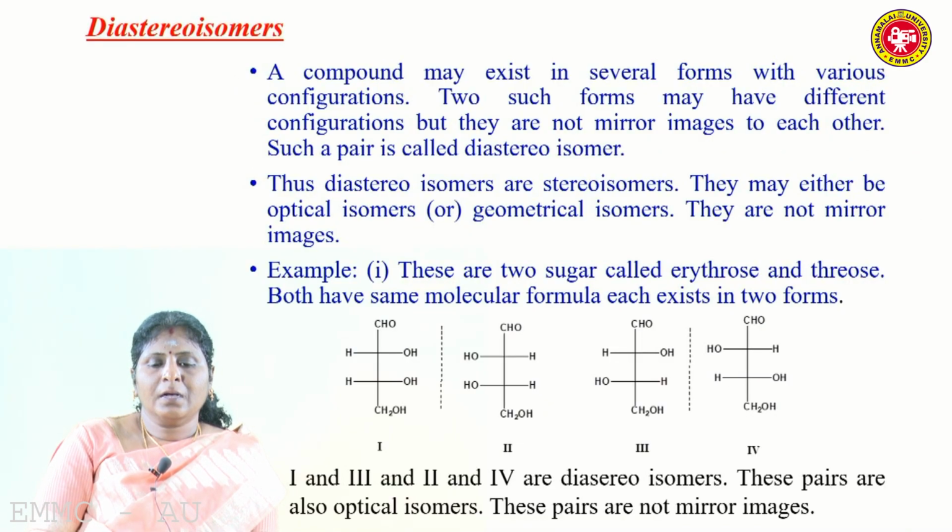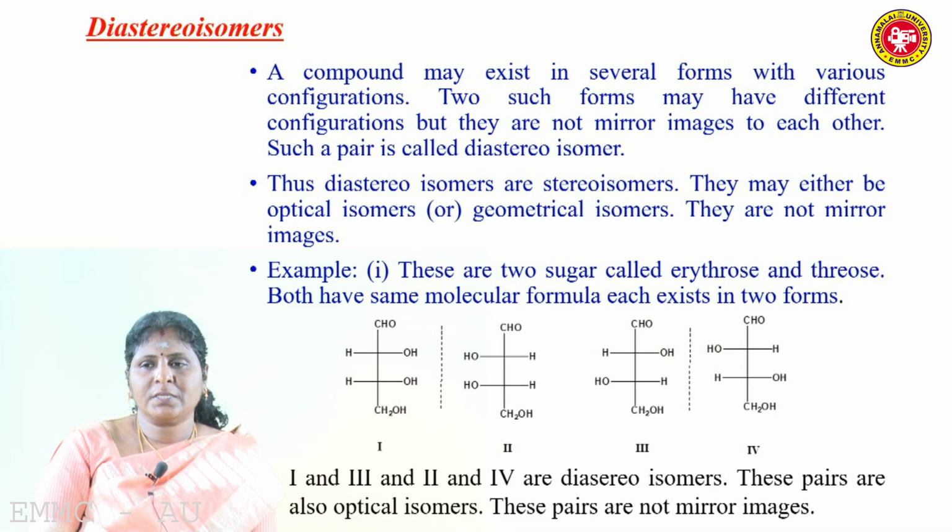Diastereoisomers. A compound may exist in several forms with various configurations. 2 such forms may have different configurations, but they are not mirror images of each other. Such a pair is called diastereoisomers. The diastereoisomers are again stereoisomers. They may either be optical isomers or geometrical isomers. They are not mirror images of each other. Some examples are given here.